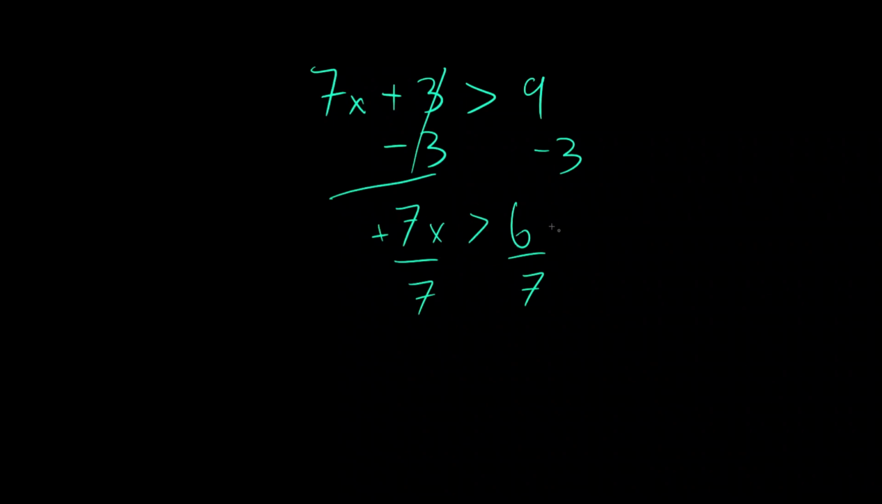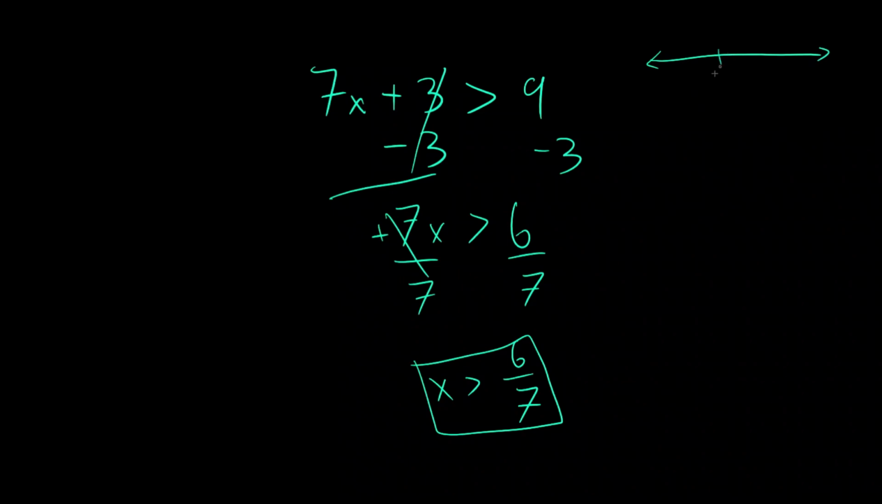And 7x divided by 7, these cancel out. x is greater than 6 over 7. This definitely does not mean x is greater than or equal to 6 over 7. If we had this little line under here, which you might have also learned, it means equal to, so greater than or equal to. Then it might have been equal to 6 over 7. But basically, if we make a number line and get 6 over 7, what this is telling us is that x could be, in a possibility, not including 6 over 7.